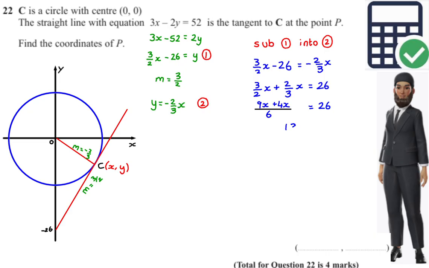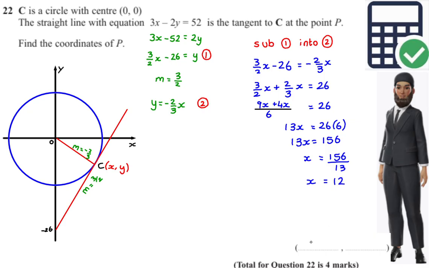Therefore we're going to get 13x is equal to 26 multiplied by 6. The inverse of divide by 6 is times by 6. 20 times 6 is 120 plus the 36 is going to give us 156. 156 divided by 13 is the next step. So x is equal to 156 divided by 13. Now 13 times 10 is 130, and 13 times 2 is 26, so 130 plus 26. Therefore x works out to be 12.